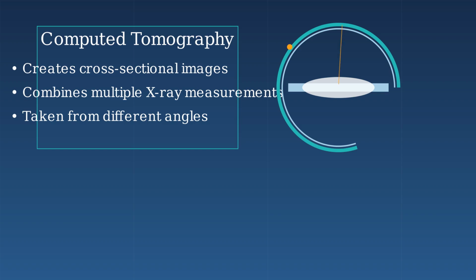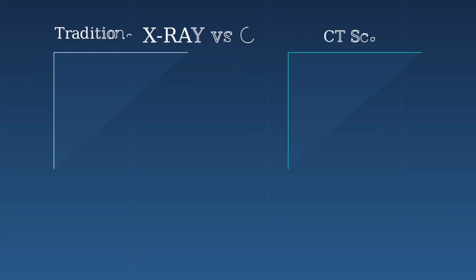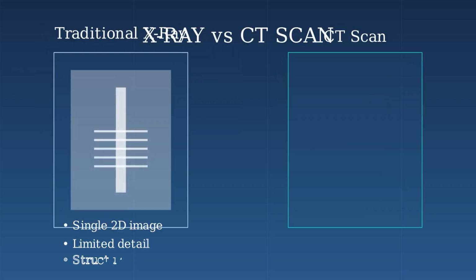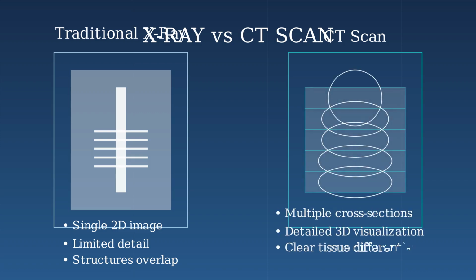Unlike traditional X-rays that produce a single flat image, CT scanners rotate around the patient, taking hundreds of X-ray measurements from different angles. Let's compare traditional X-rays with CT scans. An X-ray provides a single two-dimensional image where all structures overlap. In contrast, CT scans create multiple cross-sectional images or slices of the body. These slices can be viewed individually or combined to form detailed three-dimensional representations.